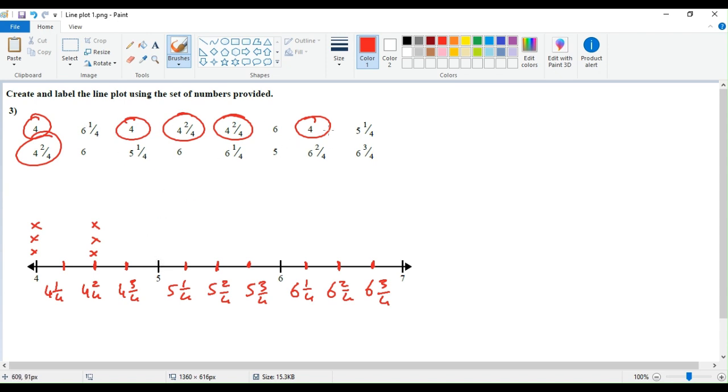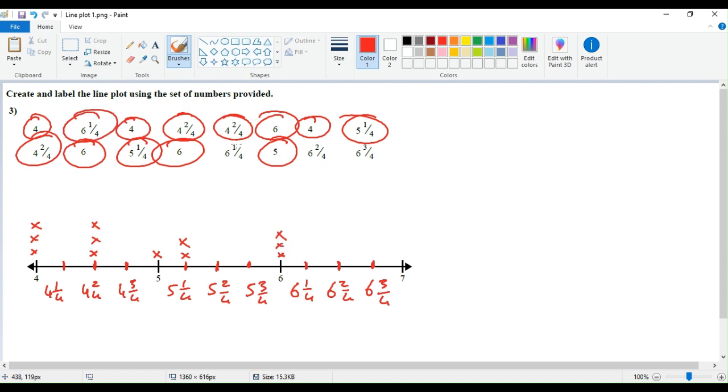Whole number 5, I'm looking through, and I think that's the first one and only one. 5 1/4, there's 1, there's 2. 5 2/4, nothing. 5 3/4, nothing. The number 6, there's 1, there's 2, there's 3. 6 1/4, we've got 1 here at the start, and this is the next one. 2 of them, so put in 2 x's. 6 2/4, we have 1 of those. 6 3/4, we have 1 of those.